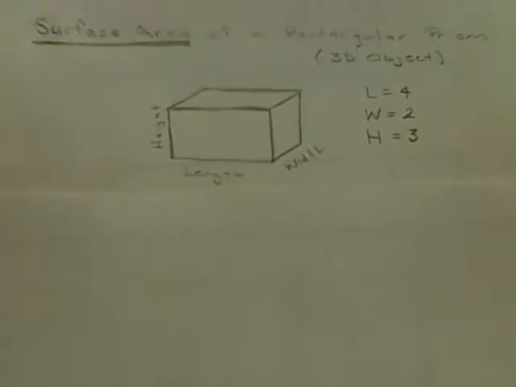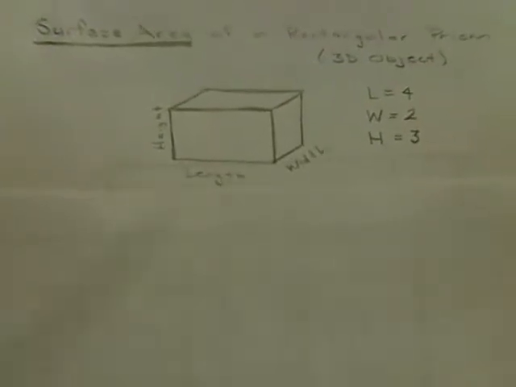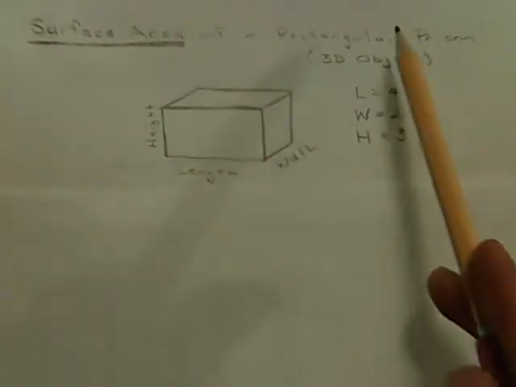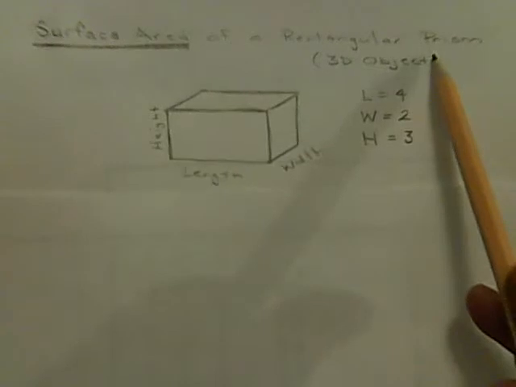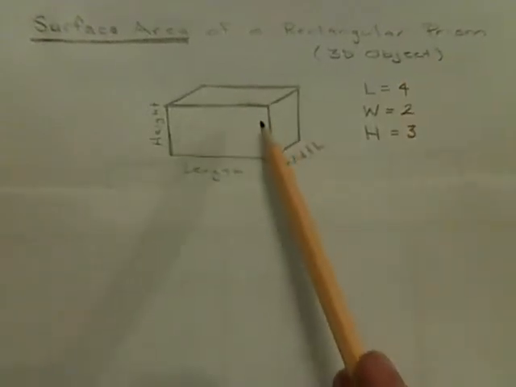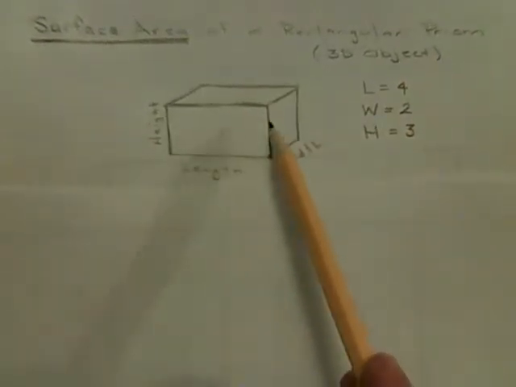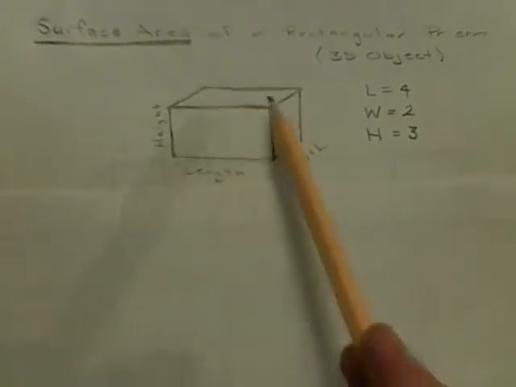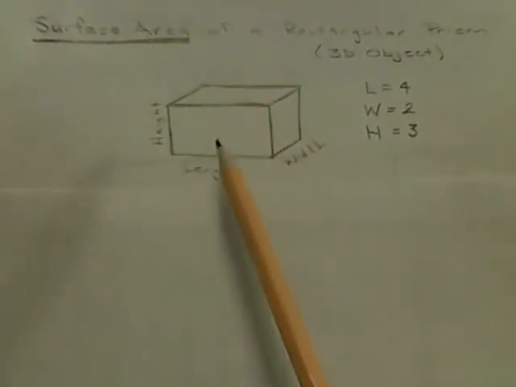So we're discussing surface area of a rectangular prism. Again, that is surface area of a rectangular prism. Let's start with the idea that a rectangular prism is essentially just a three-dimensional object that has no rounded edges. So we're not talking about something that looks like a glass of water.